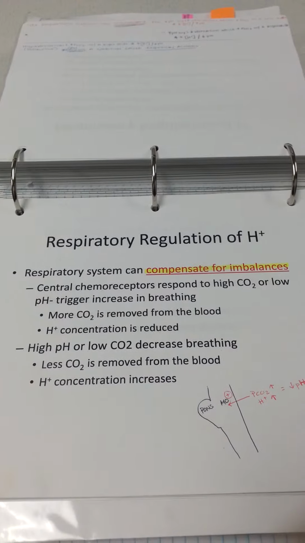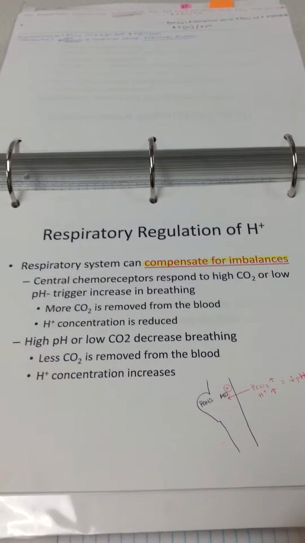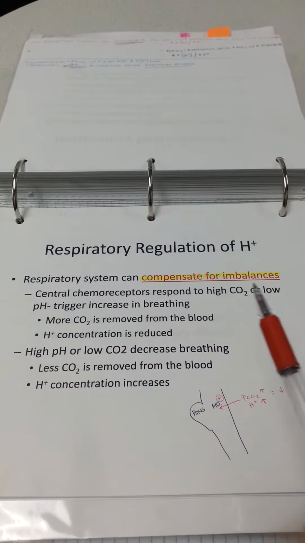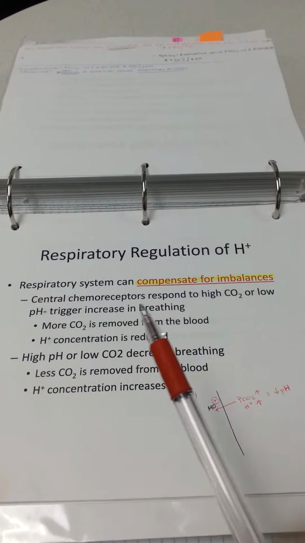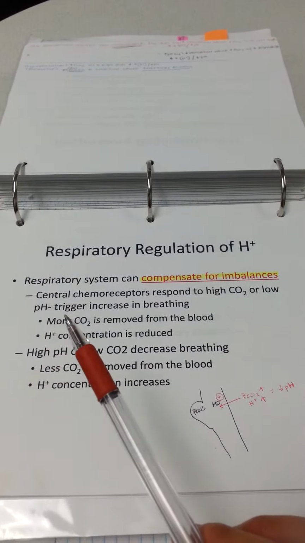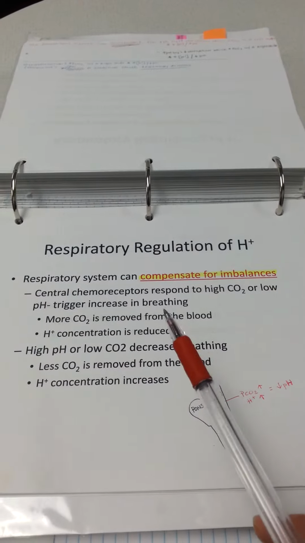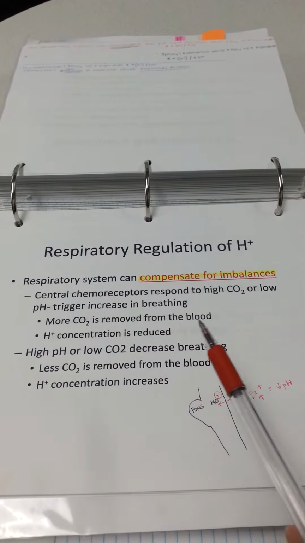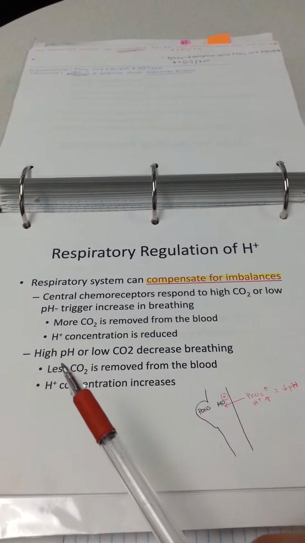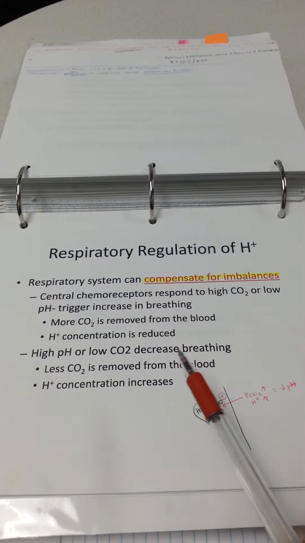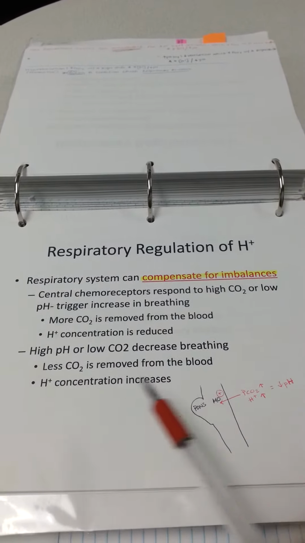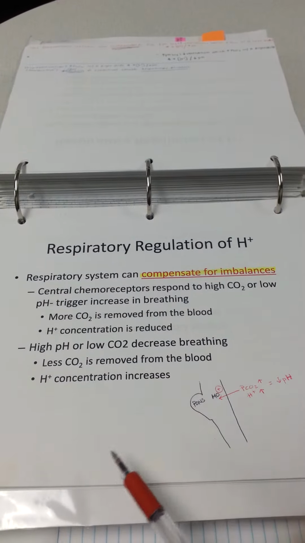Okay, so again, the respiratory system can compensate for imbalances. Central chemoreceptors respond to high carbon dioxide or low pH and trigger an increase in breathing. More CO2 is removed from the blood, and hydrogen concentration is reduced. Now, high pH or low CO2 decreases breathing. Less carbon dioxide is removed from the blood and hydrogen concentration increases.